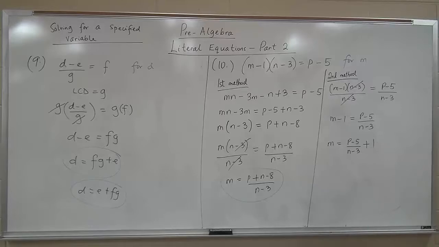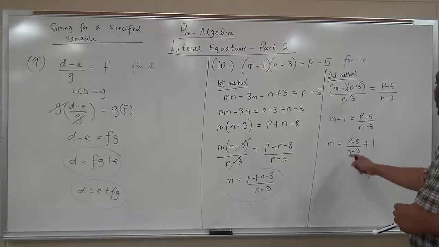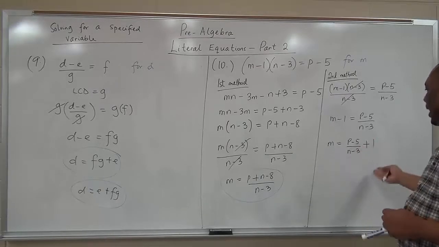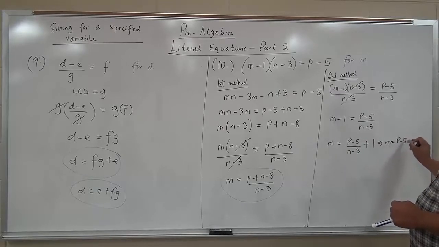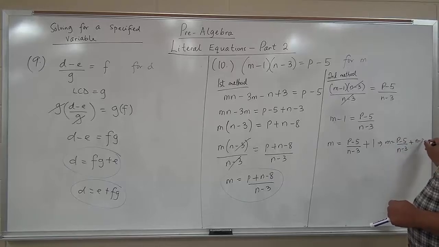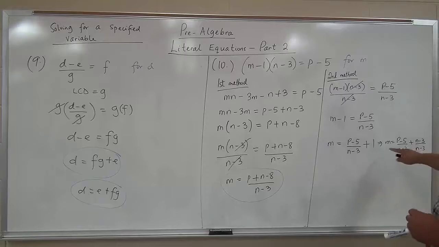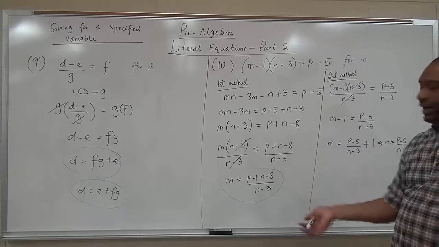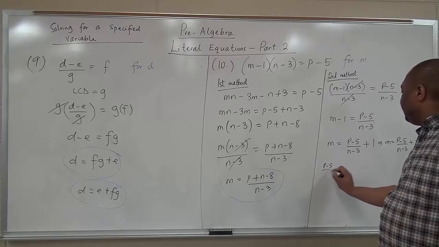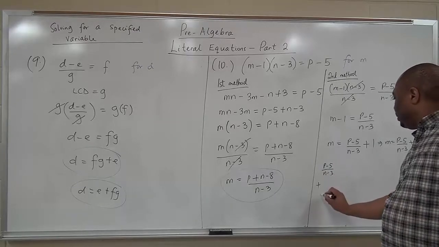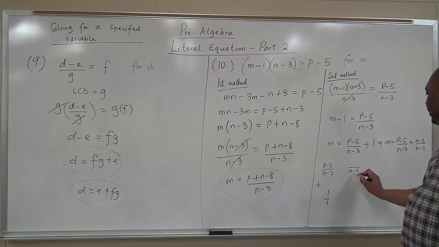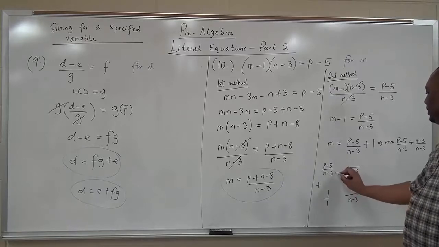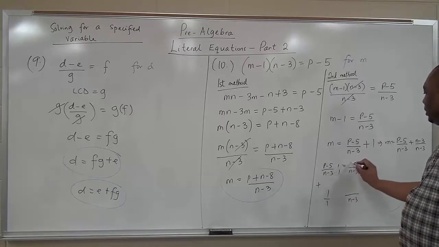Solving the rational function, you can solve it. I can easily do it anyway, because this implies that m is p minus 5 over n minus 3 plus n minus 3 over n minus 3. But if you're confused how I got this, I just did the vertical method. If you have p minus 5 over n minus 3 plus 1, this means 1 over 1. So the LCD is n minus 3. This is times 1, so this will be times 1. This is p minus 5.